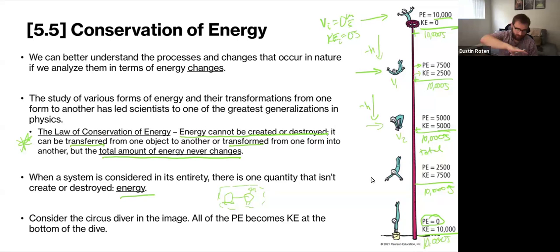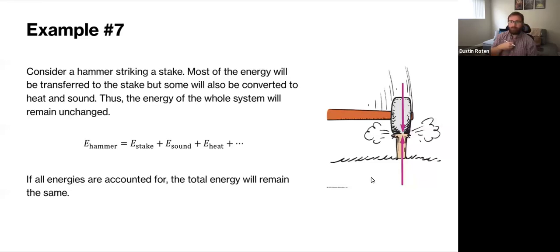Here's the idea of the whole conservation of energy and changing energy from one form to the other. You can see over this process, we go from 10,000 joules of gravitational potential energy, and over time it is converted to 10,000 joules of kinetic energy. But notice through the whole process, the total remained 10,000 joules.